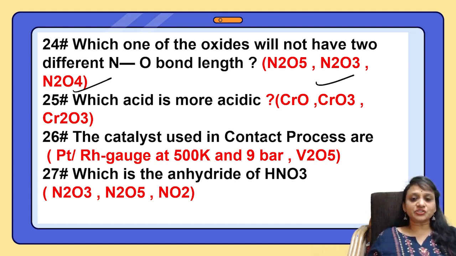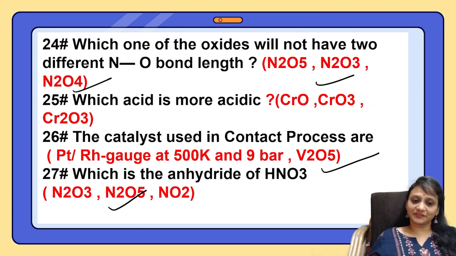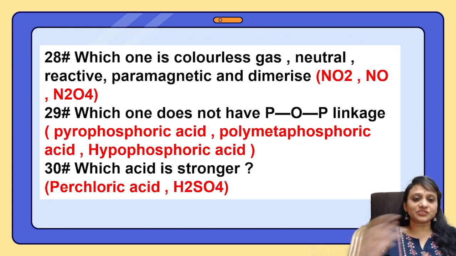The catalyst which is used in the contact process, whether it is platinum, rhodium gauze at 500 Kelvin and 9 bar, or V2O5. So vanadium pentoxide is used in the contact process. Which is the anhydride of HNO3? Means if you remove the water molecule, what is the anhydride? So N2O5. Right? Very good. Easy, students? Yes.